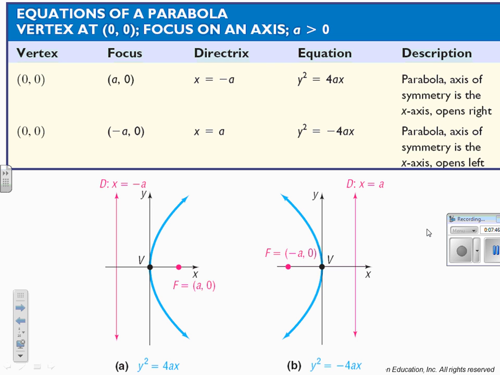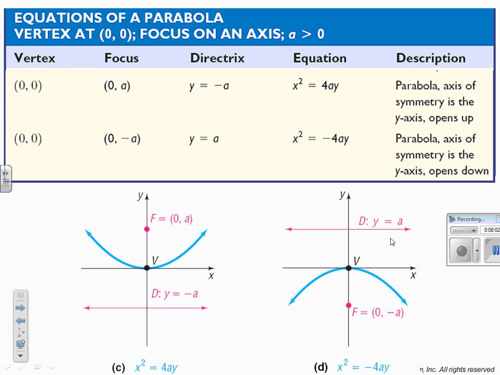The equation for a parabola that opens right is y squared equals 4ax, and the equation for one that opens left is y squared equals negative 4ax. When I have a parabola that opens up or down, this is the classic parabola that we've usually fussed with. Once again, both vertices are at 0, 0.